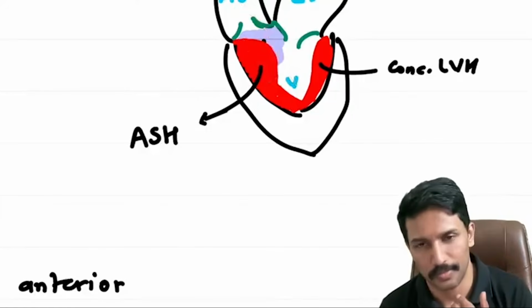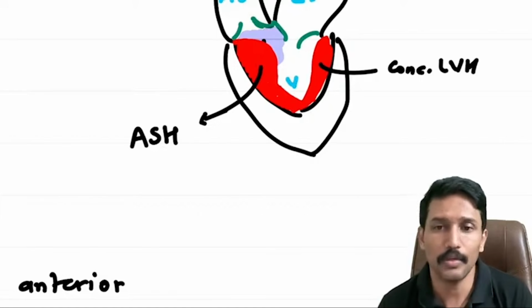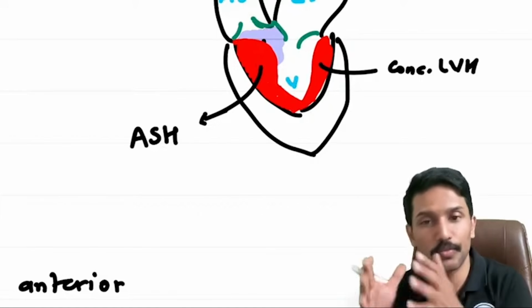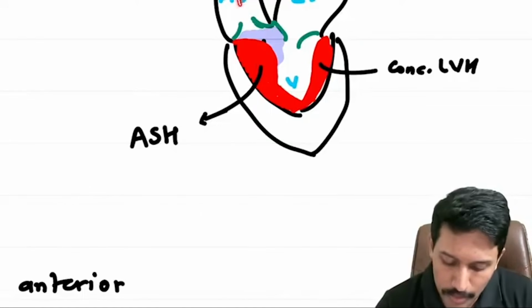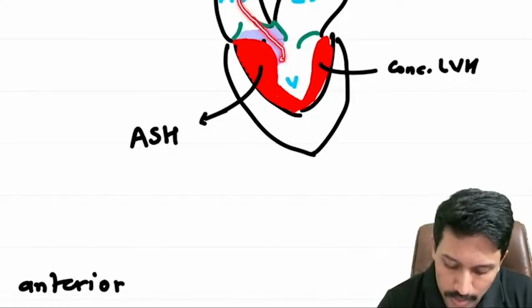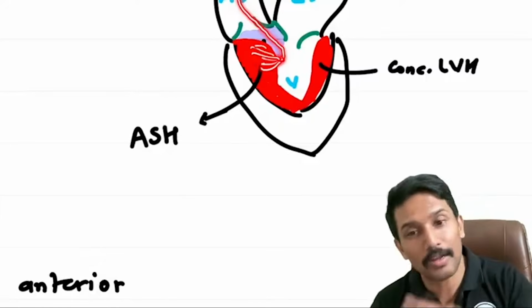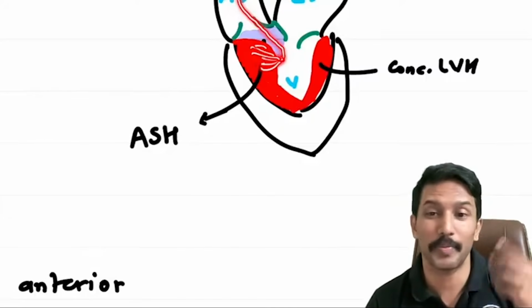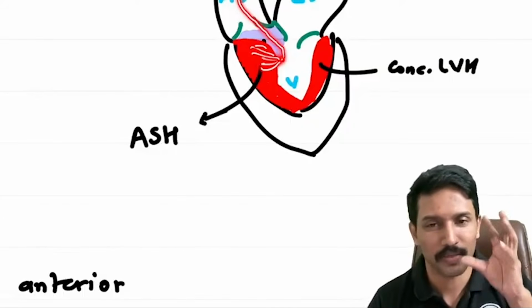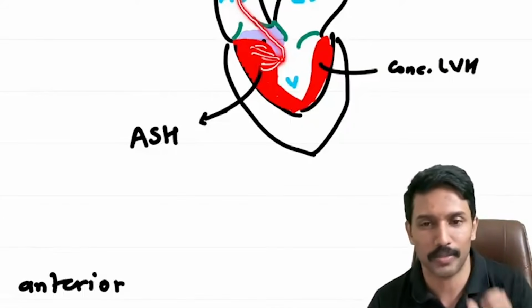So HOCM is sorted. The second option is, instead of doing this invasive surgery, I can introduce a catheter or wire into the heart and inject alcohol into this part. Alcohol causes atrophy of the cardiac muscle, and that's why you develop dilated cardiomyopathy. Whenever you drink, your cardiac muscle starts atrophying and you will end up with dilated cardiomyopathy.